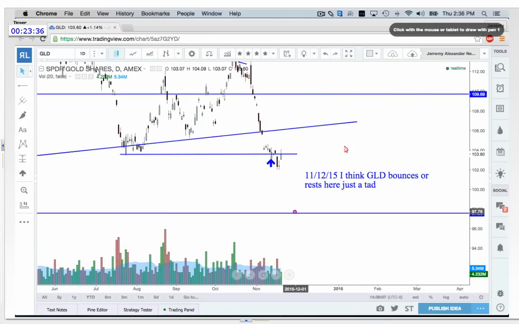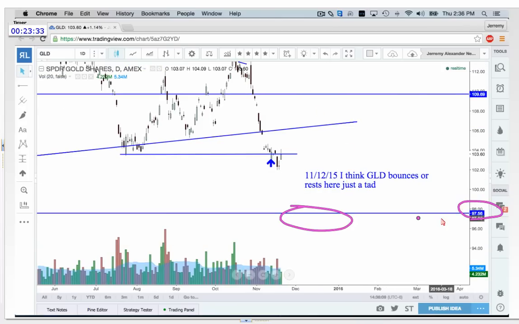If it bounces or breaks out bearish, I'm going to look for gold to trade down to $97.56 on this particular ETF, which means gold, the actual physical metal, would likely trade a little bit lower as well. Let me try to think of another one.